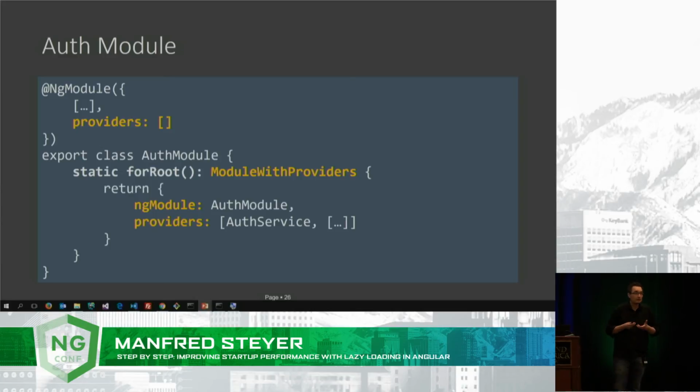And this method is just returning something with the type ModuleWithProviders. A ModuleWithProviders is nothing else than a pre-existing module that is extended by some service providers. And this is exactly what happens here. Here on this slide, you are seeing that I'm going with my existing Auth module, and I'm adding my providers, for instance, my Auth service to this Auth module.